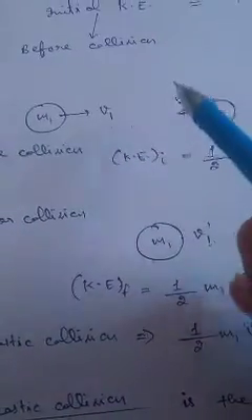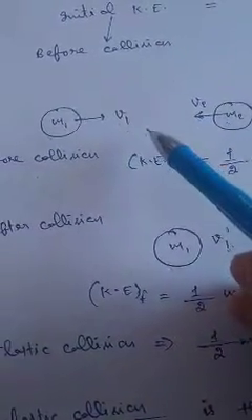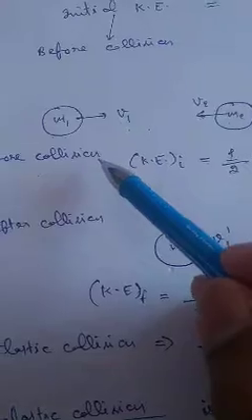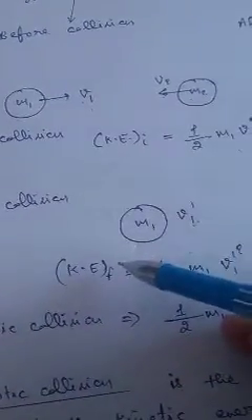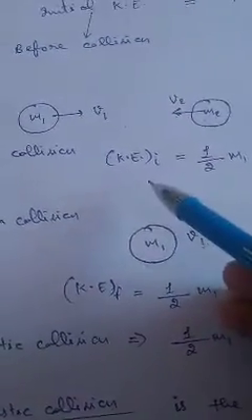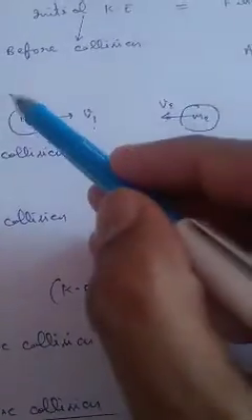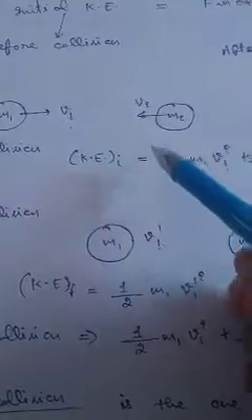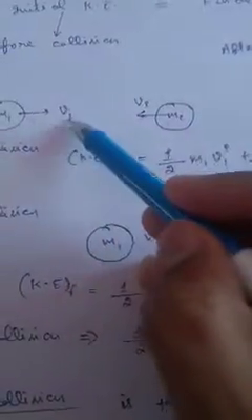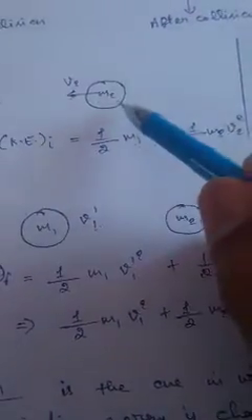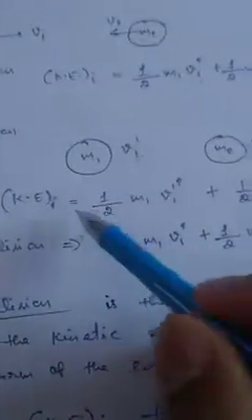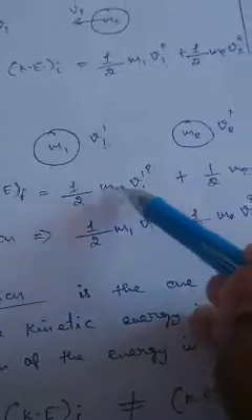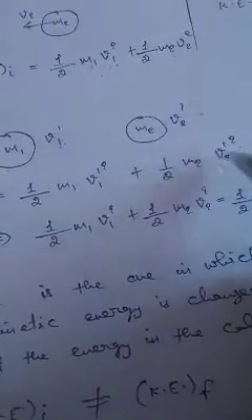So what does elastic collision mean? Elastic collision means the total kinetic energy of the system will remain constant. That means the initial kinetic energy before collision is equal to the kinetic energy after collision. Now how will you write the kinetic energy before collision? This is our system, and it has two bodies. So the initial kinetic energy is half m1 v1 square, which corresponds to the first one, plus half m2 v2 square, which corresponds to the second one. Similarly, you can write the final kinetic energy as half m1 v1 prime square plus half m2 v2 prime square.